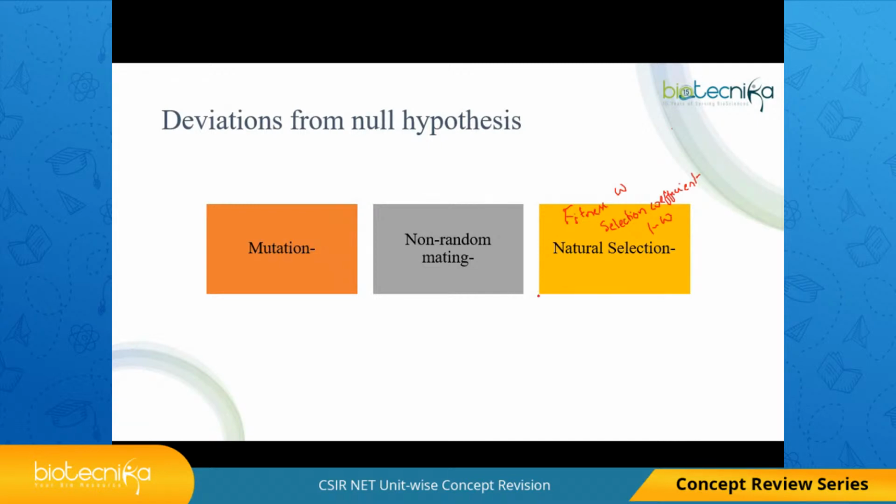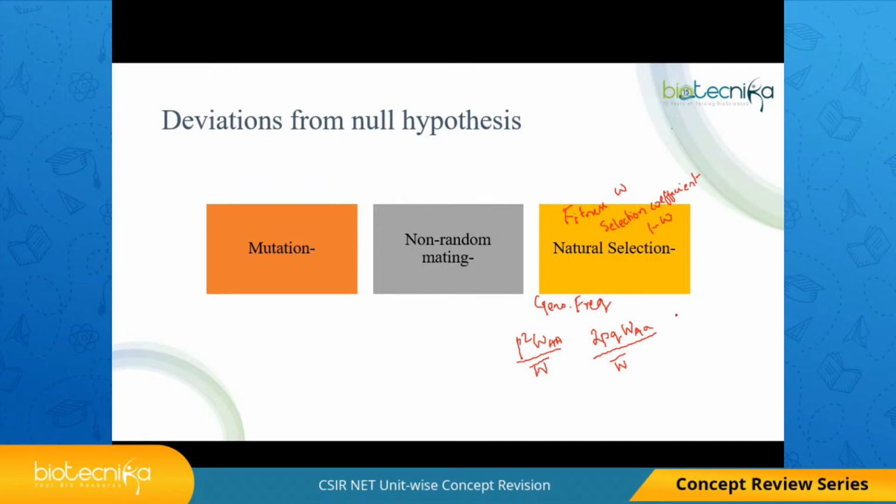If I write the genotypic frequency, then my new genotypic frequency will be written as p square into the fitness value of that particular genotype, which I'm writing as WAA, divided by the mean fitness of the population. For my heterozygote, it will be 2pq into the fitness value of the heterozygote, divided by the mean fitness of the entire population.